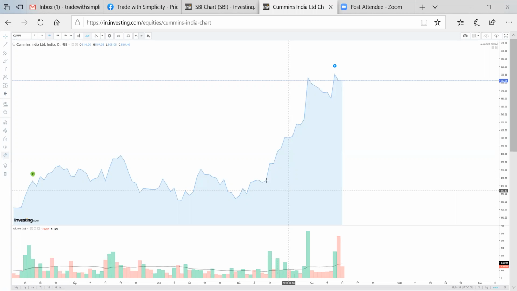Perfect. The same thing you can do with the highs, right? So if you do it with the highs, this high is how much? 447. This high is how much? 457. This high is how much? 478. This high is how much? 511. This high is how much? 527. So these are higher highs. So higher high, higher low gives you uptrend. Is this clear?